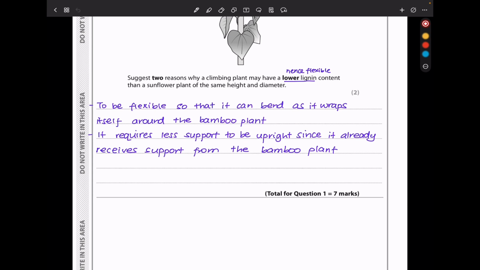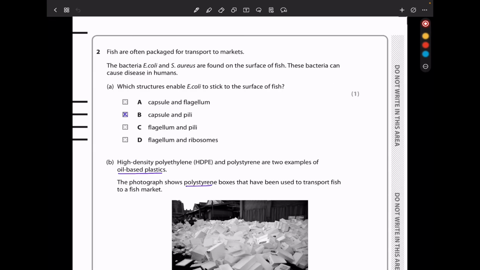So this brings us to the end of question 1. Let's continue to question 2. In question 2, fish are often packaged for transport to markets. The bacteria E. coli and S. aureus are found on the surface of the fish. These bacteria can cause disease in humans.